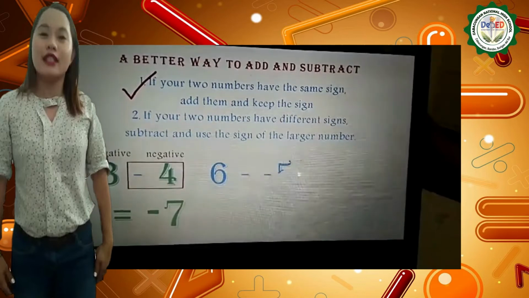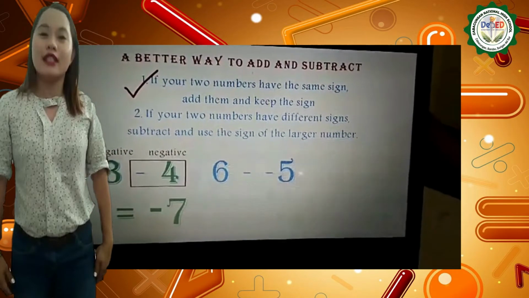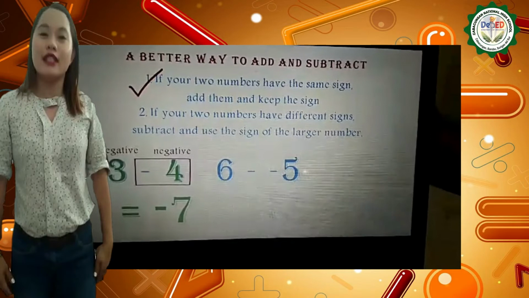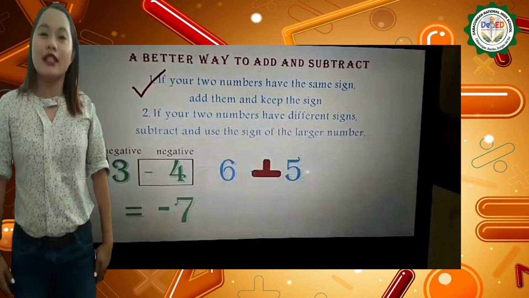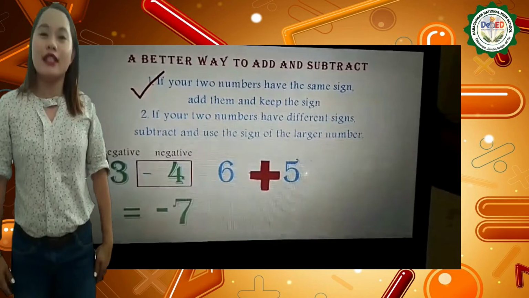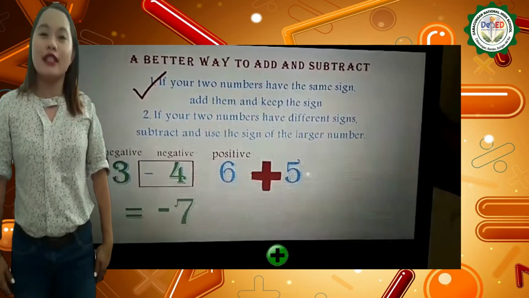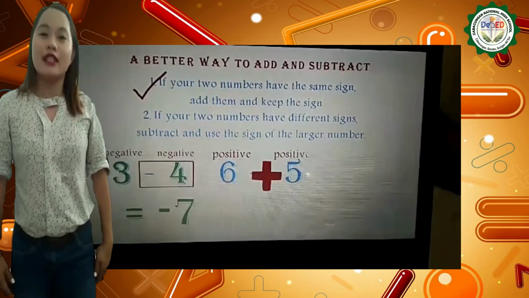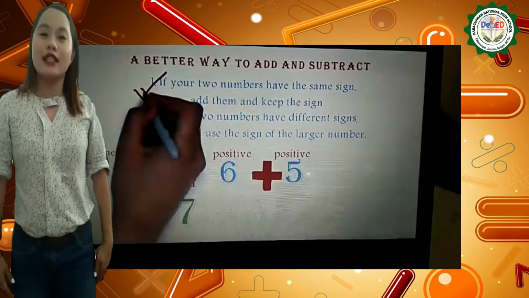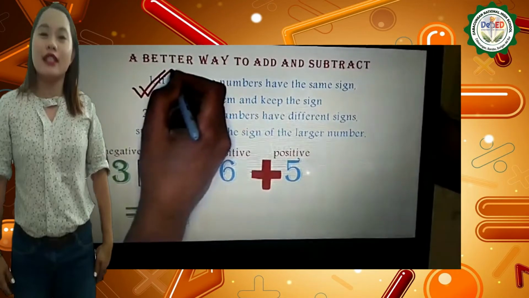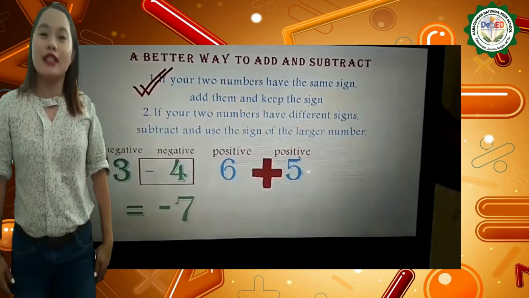6 minus negative 5. Here we know that minus negative is plus, so we change that first. Now we have 6 which is positive and 5 which is also positive. Same sign, add and keep the sign. The final answer would be positive 11.